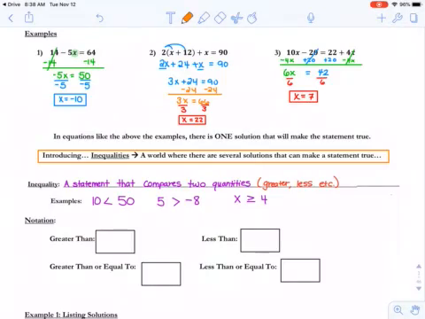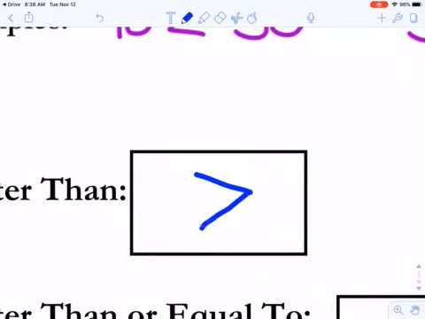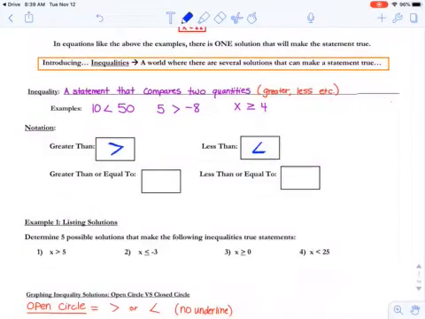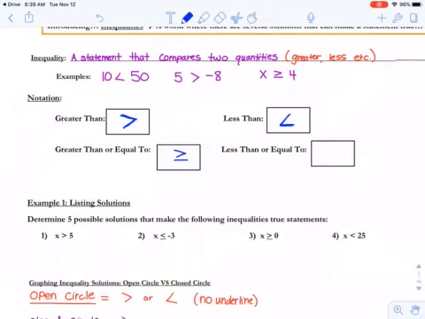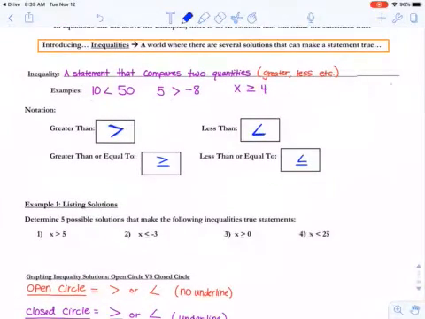I know you guys have seen these before. Greater than looks like this. Less than looks like this. Greater than or equal to has an underline, and that just means it can be greater than the number or equal to the number, either or. And then less than or equal to also has an underline.